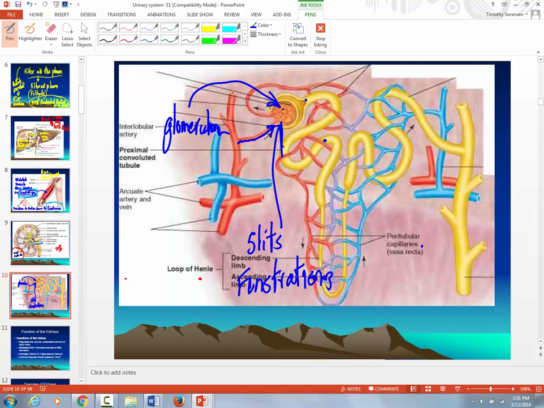So how I like to think of it is think of the glomerulus as a little spaghetti strainer, right?